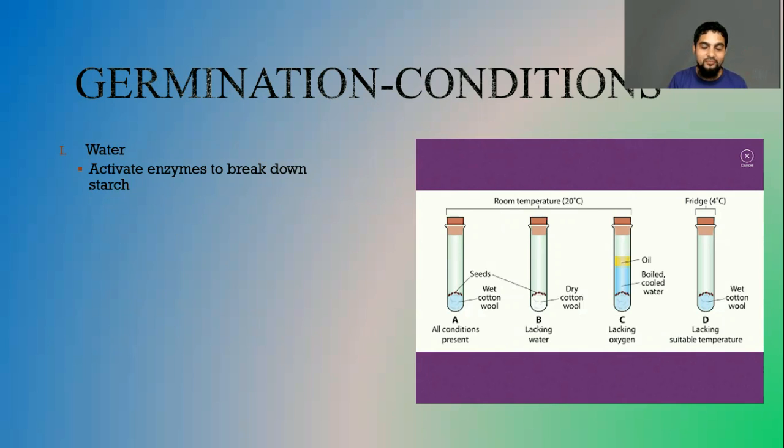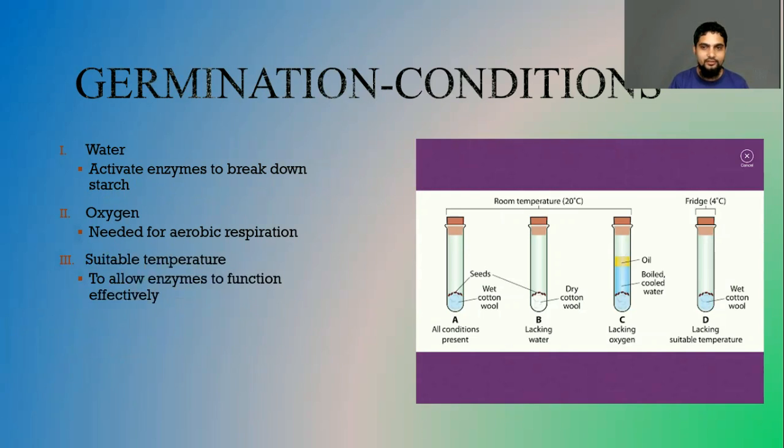So the starch must break down into something simpler that is used for respiration. The starch will break down into glucose. So the water is essential for this process to begin. The water will cause the enzymes to start their reaction and break down the stored starch into glucose, which can be used for aerobic respiration. The aerobic respiration will produce energy, and that energy will be used for the plant to grow and develop further. Oxygen is also very important, and the oxygen is needed for aerobic respiration to occur.